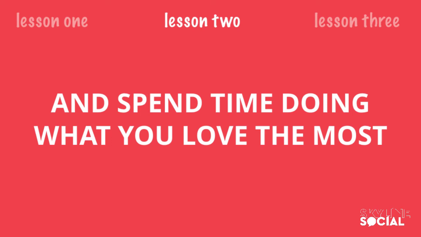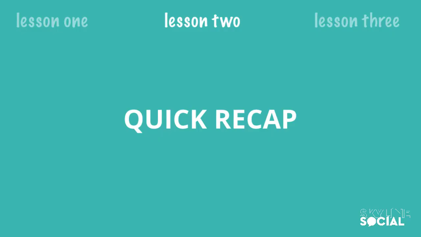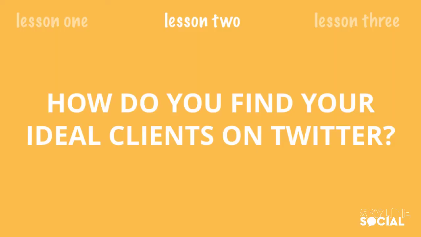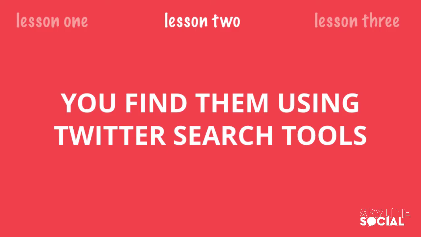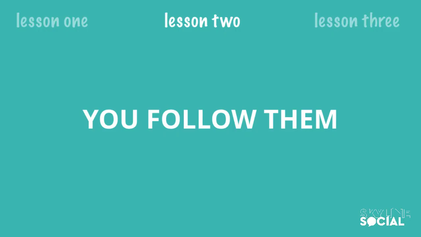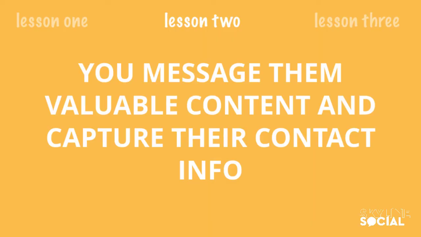So just as a quick recap of lesson 2, how do you find your ideal clients on Twitter? Okay, so what you do is you find them and you search for them using Twitter search tools. As I mentioned, Followerwonk is one of the best tools that I like using for free. And then you follow them. So you follow all the relevant people and then you message them valuable content and capture their contact information. Okay, so simple as that.